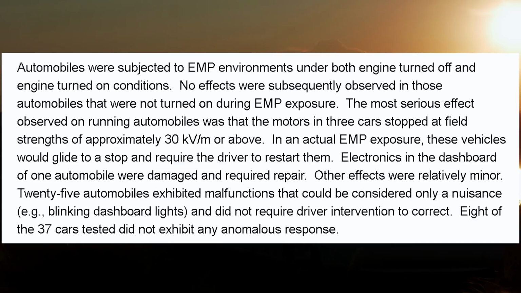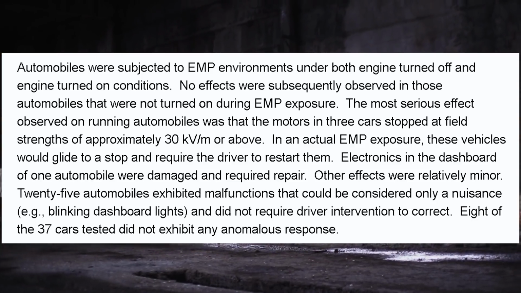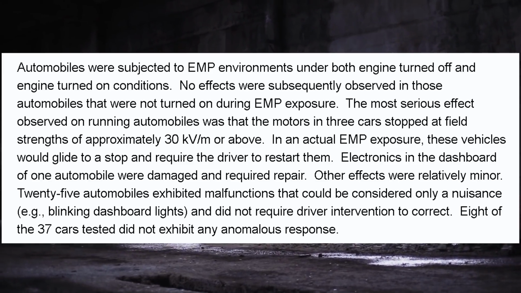Automobiles were subjected to EMP environments under both engine turned off and engine turned on conditions. No effects were subsequently observed in those automobiles that were not turned on during EMP exposure. The most serious effect observed on running automobiles was that the motors in 3 cars stopped at field strengths of approximately 30 kilovolts per meter or above. In an actual EMP exposure, these vehicles would glide to a stop and require the driver to restart them.